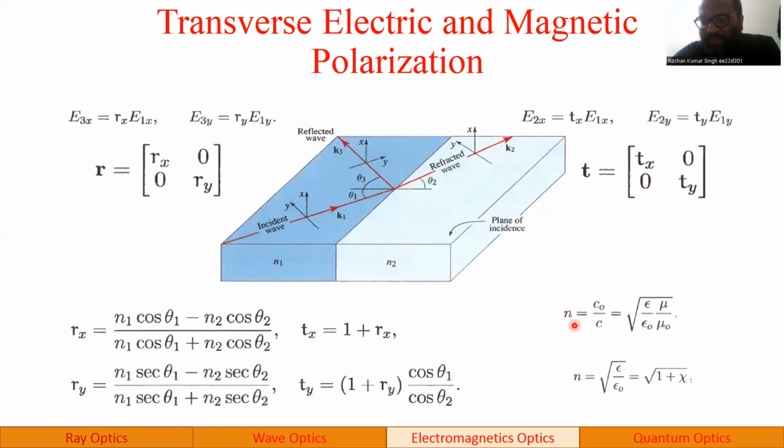Rx, Ry, and Tx, Ty are the reflection and transmission coefficients in their respective directions. There is a question of how the refractive index affects the velocity of light, and how the permeability or permittivity affects the refractive index of the material. This is the equation when the material has both electrical and magnetic properties. But when the magnetic property is absent, we can denote the refractive index of the material by the square root of the ratio of the permittivity, which is again related to the susceptibility of the material, root over 1 plus chi.